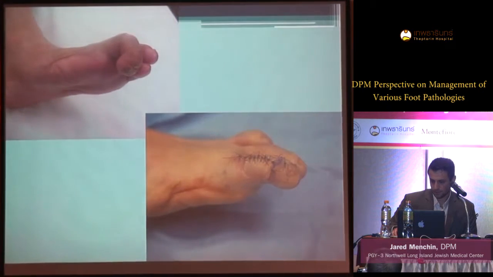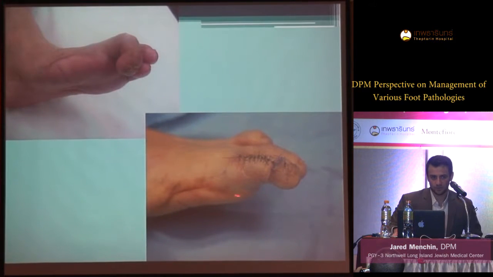Here's another picture of a patient that had their big toe amputated. This was a rigid deformity, so we weren't able to do the flexor tenotomy. So what we had to do was we had to do a bony procedure, and we ultimately fused this toe to keep it straight.